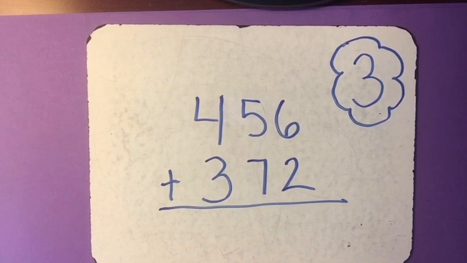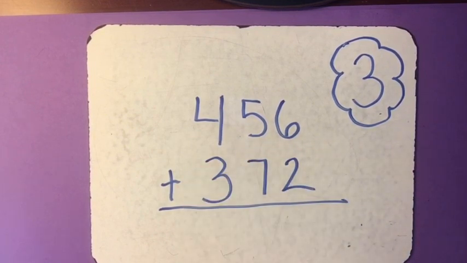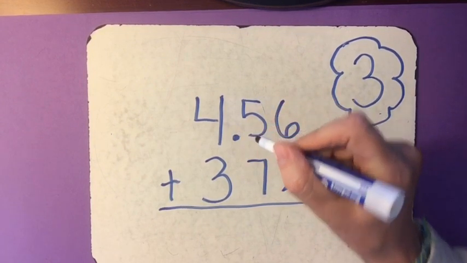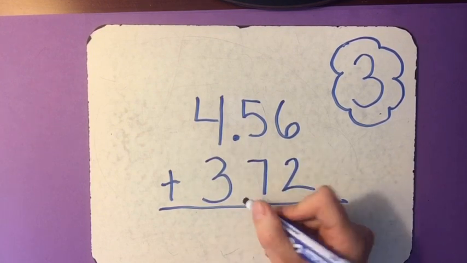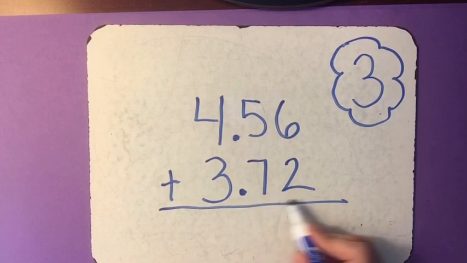And what I want you to notice about this is when we add two numbers like this together, of course we start with the ones column and then the tens and then the hundreds. And when you add with decimals, you do everything the same. But the only thing that's different is you add the decimal point. So this is $4.56 or 4 and 56 hundredths, and this is 3 and 72 hundredths.